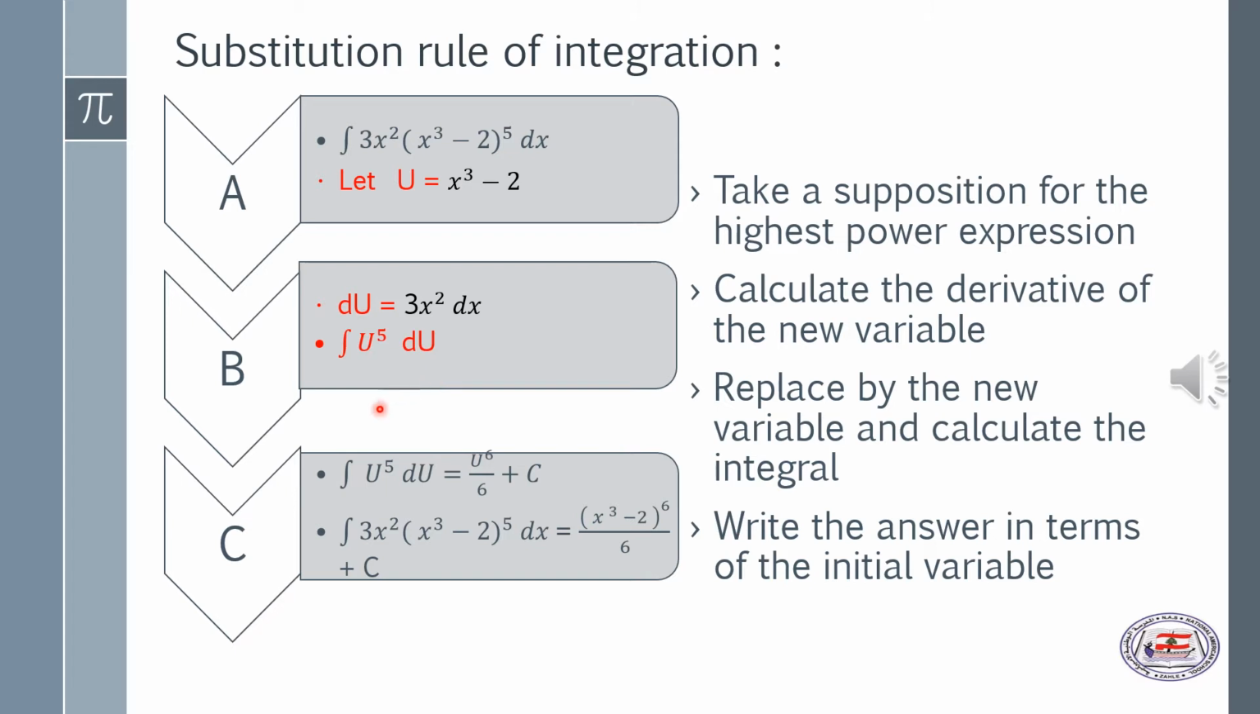Now we can calculate the integral since it's in the form of u to the power n du. It gives u to the 6 over 6 plus c. And finally, we need to rewrite the answer of the integral in its initial variable. So we write (x cubed minus 2) to the power 6 over 6 plus c.